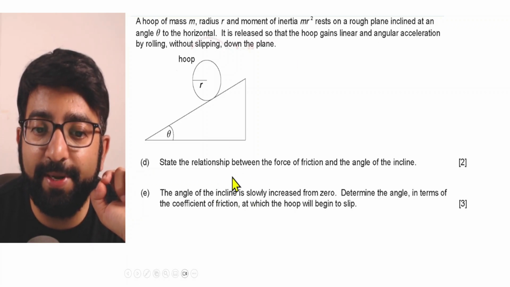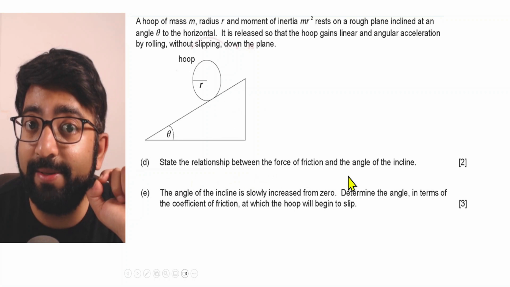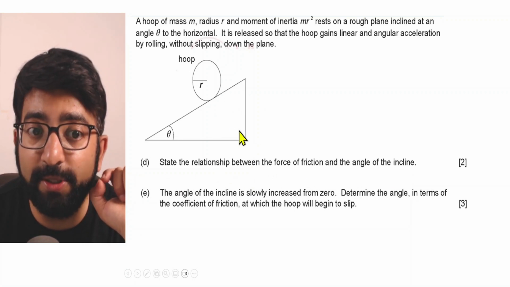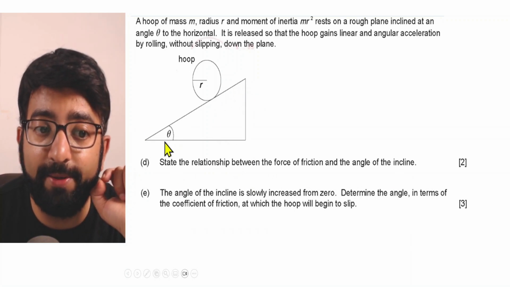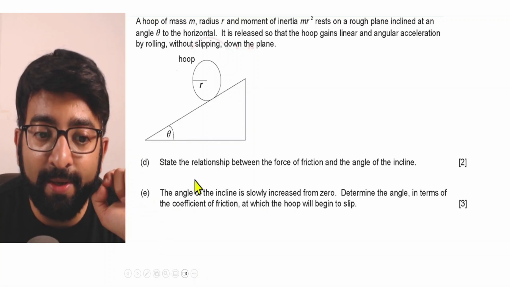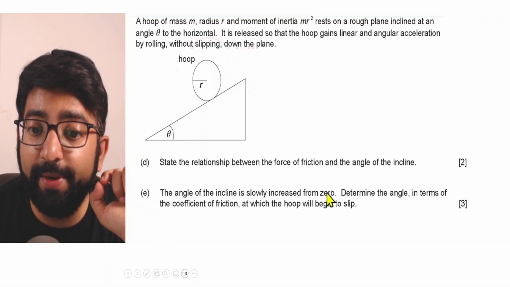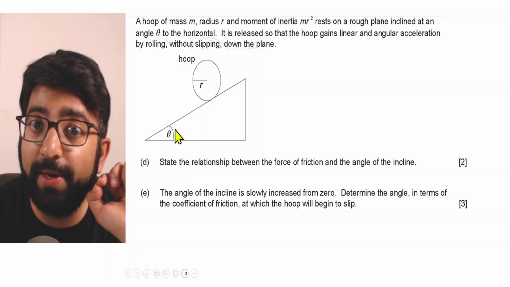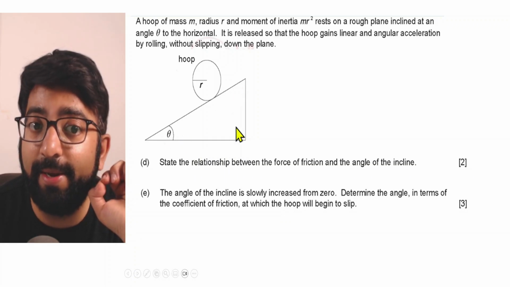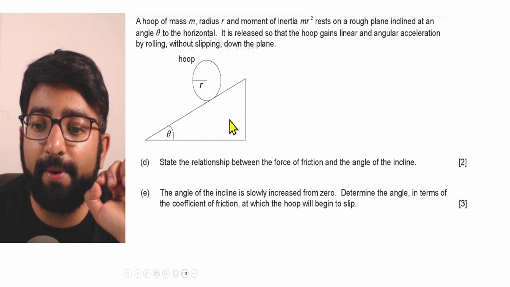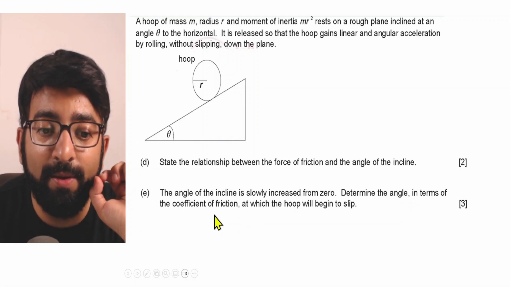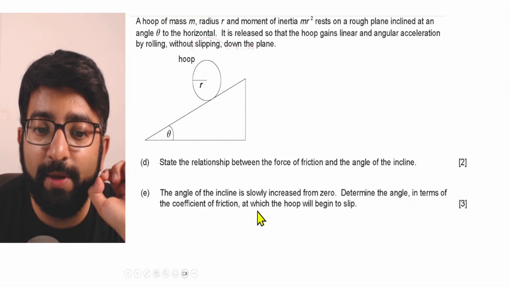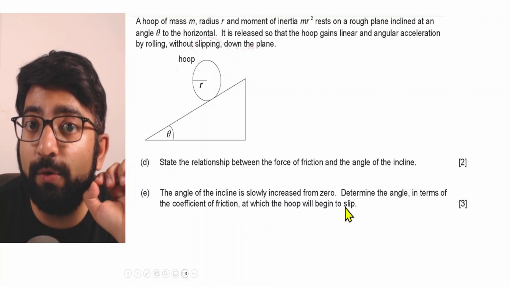Part D is state the relationship between the force of friction and the angle of incline. So we need the relation between friction acting on the hoop and the angle of incline theta. Part E, the angle of the incline is slowly increased from 0. So the value of theta keeps on increasing. So this incline will become steeper and steeper. We need to determine the angle in terms of coefficient of friction at which the hoop will begin to slip.